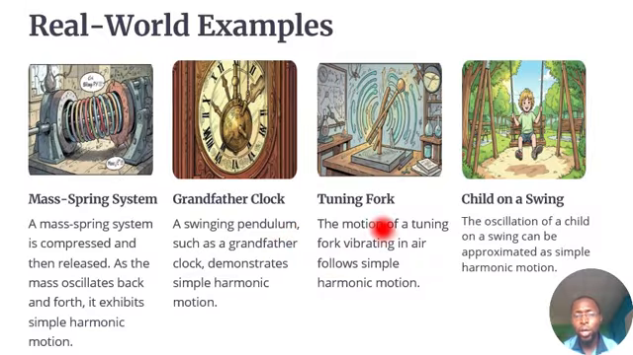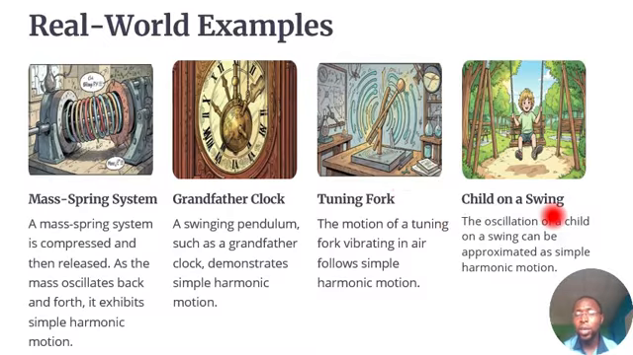Then the tuning fork. The tuning fork is one of the apparatus we use in the physics laboratory to test for sound. When you strike a tuning fork on a table, it begins to vibrate. And that vibration is to and fro as well. That vibration is simple harmonic motion.